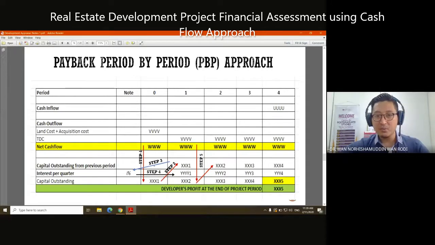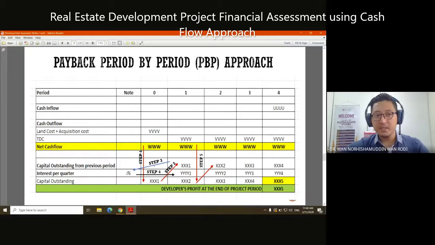The next step would be step 5, whereby you sum all the amounts from net cash flow until interest per quarter, and then you will get the capital outstanding. And then the process repeats itself, where you bring forward the capital outstanding to quarter 2.